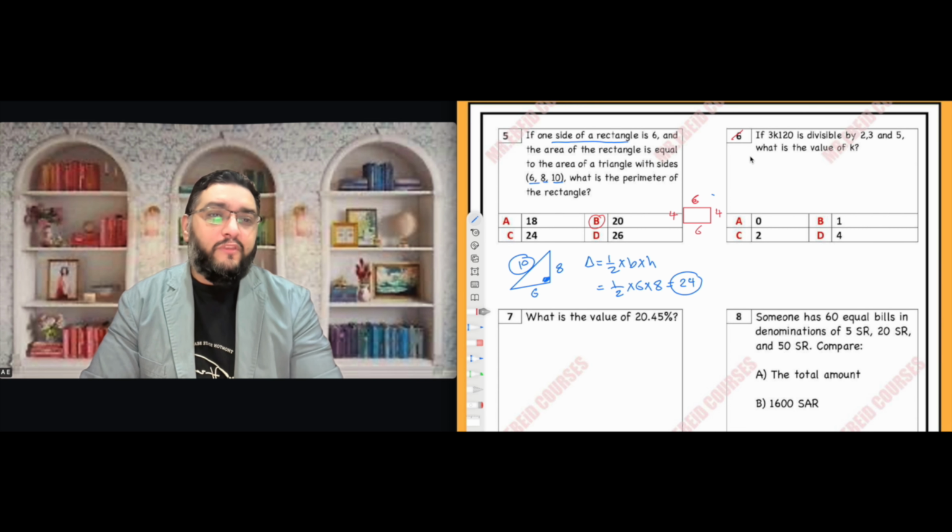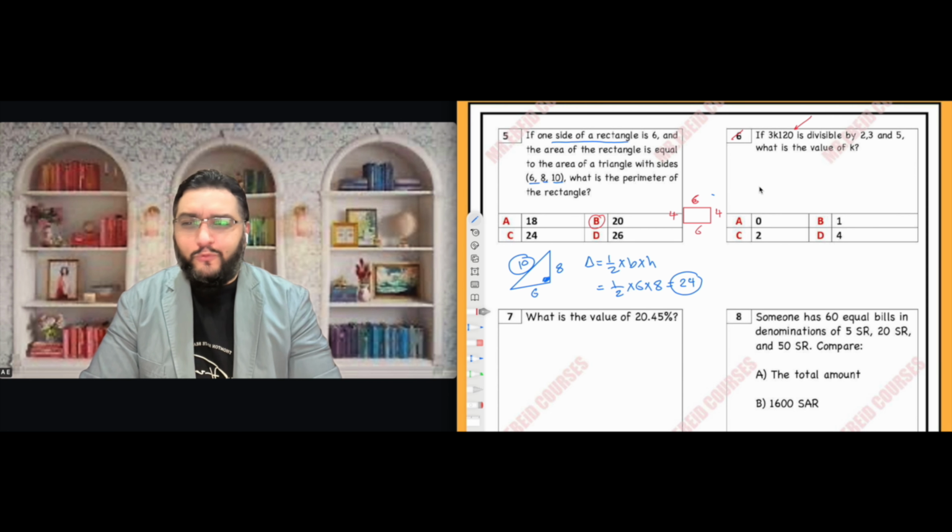If a number 3K120 is divisible by 2 and 5, what is the value of K? In this question, to check if this number is divisible by 2 or not, you have to check the last digit. Is it even or not? You know that the even numbers, the numbers which are divisible by 2, like 0, 4, 6, 8. But it ends with the 0, so this number is divisible by 2, so this condition is satisfied.